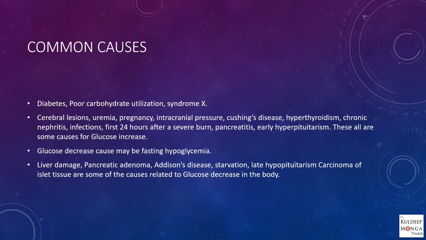Liver damage, Addison's disease, starvation, late hypopituitarism, carcinoma of islet tissue, and fasting hypoglycemia are some of the causes related to glucose decrease in the body.